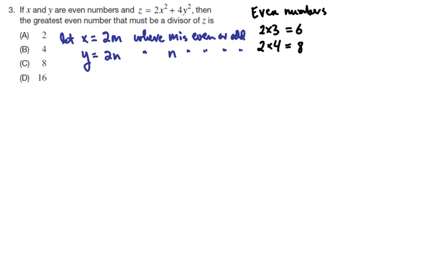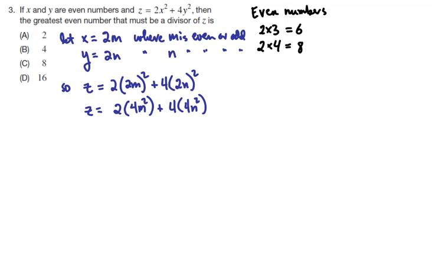So we're going to rewrite the equation with x equals 2m and y equals 2n. And so we get z is equal to 2 times the quantity 2m squared plus 4 times the quantity 2n squared. When we square inside parentheses, we get z is equal to 2 times 4m squared plus 4 times 4n squared. Multiplying that out, we get 8m squared plus 16n squared. At this point, we could factor out an 8. And since z is a number that is 8 times some other number, then 8 is a divisor of z.